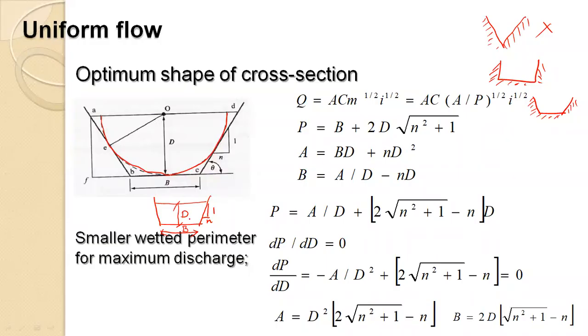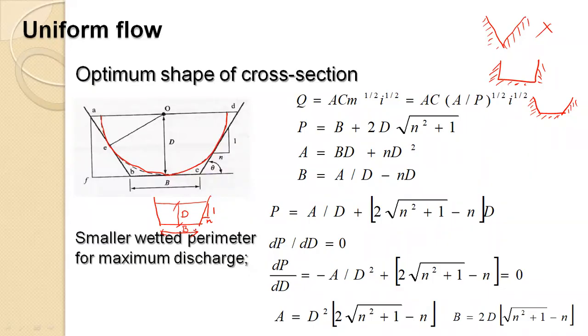Now suppose that you want to have a maximum discharge along this channel, and you are having a trapezoidal section. We don't know the slope, this 1 to n, or the water depths basically. And what we want is to have an economical section for this trapezoidal channel.